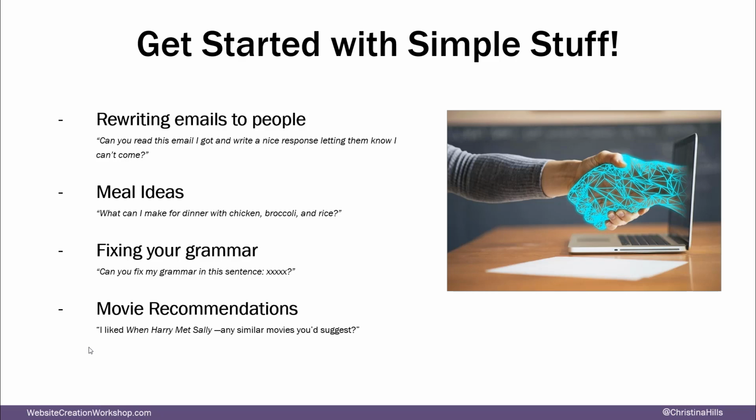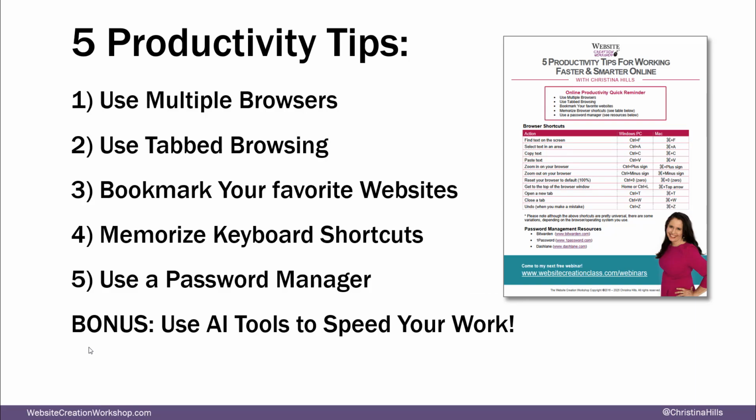and faster at it. All right, so these were my 5 productivity tips. One is using multiple browsers or the incognito private browser. Use tabbed browsing. Bookmark your favorite websites. I think that's my biggest tip. That makes my life go the fastest. Memorizing keyboard shortcuts. Using a password manager. Actually, that's another big tip. And using AI tools to speed up your work.